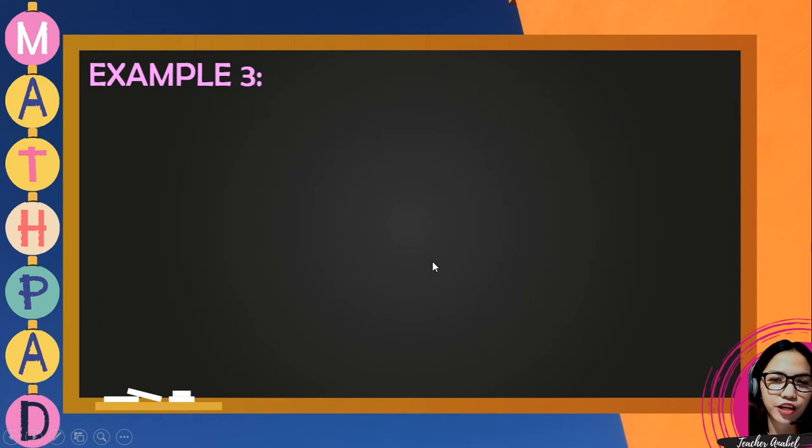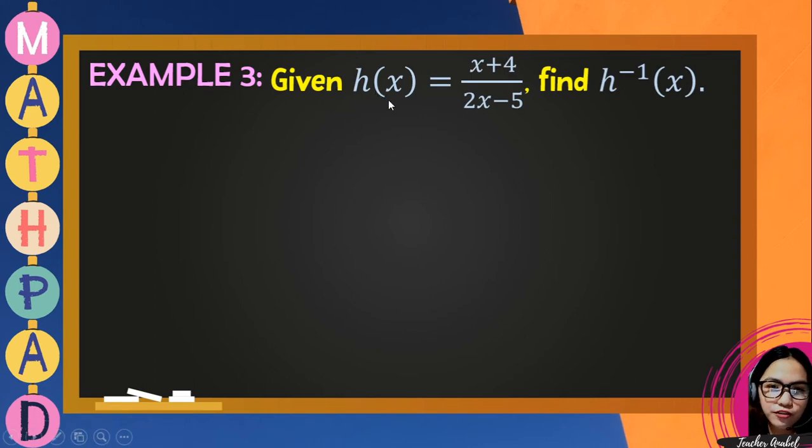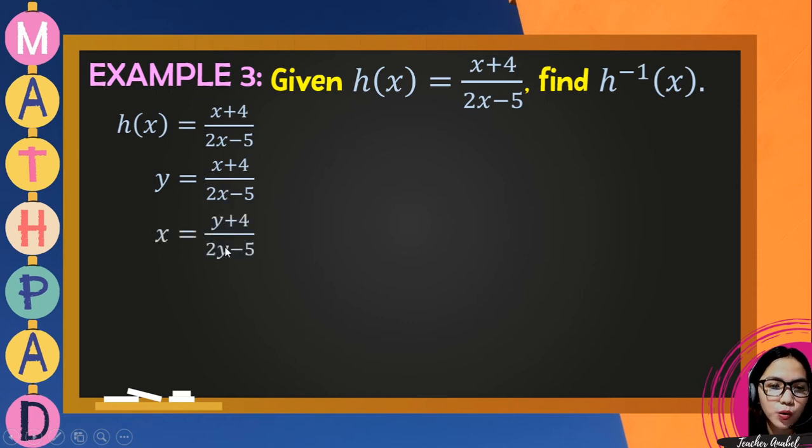Alright, now, for the third example, we have given h of x is equal to x plus 4 over 2x minus 5. Now, find the inverse of h of x. So again, we replace h of x by y and then interchange x and y. So yung y dito magiging x, then yung dalawang x dito mapapalitan ng y. And then, using multiplication property of equality, we multiply both sides by 2y minus 5 para matanggal yung denominator natin dito. So this will be cancelled, right?